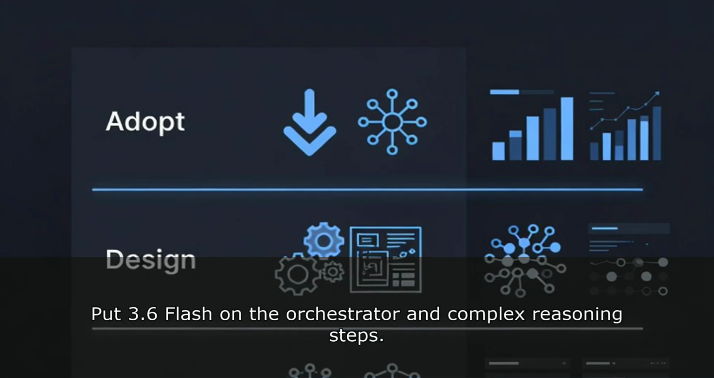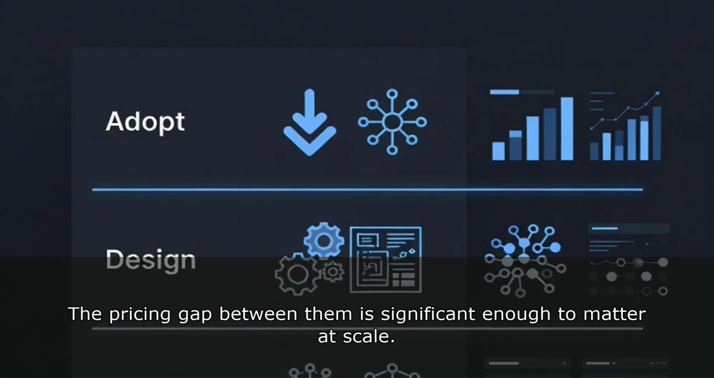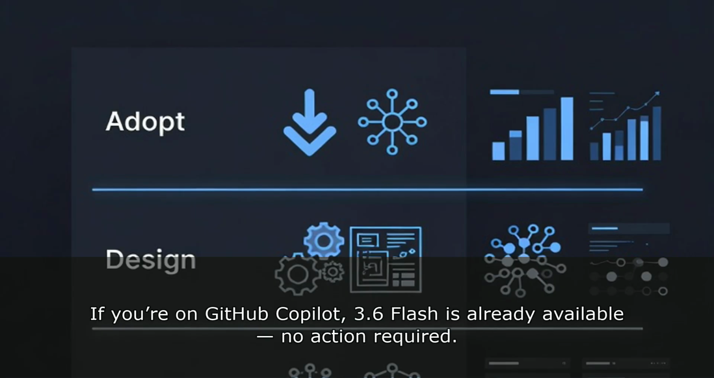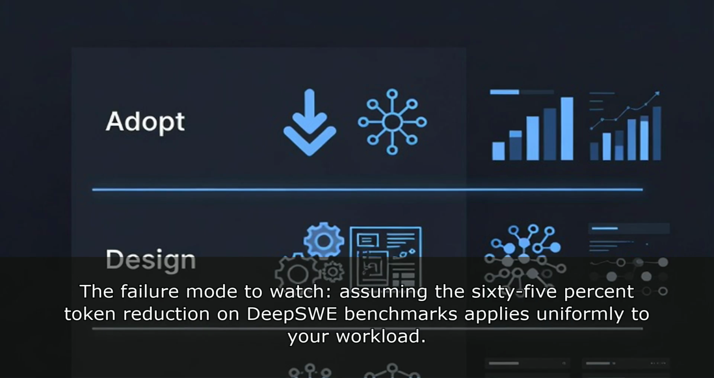If you're building a new agentic system designed for two tiers from the start, put 3.6 Flash on the orchestrator and complex reasoning steps. Route high frequency, lower complexity sub-agent calls to Flashlight. The pricing gap between them is significant enough to matter at scale. If you're on GitHub Copilot, 3.6 Flash is already available. No action required. And if you're building agents with UI interaction requirements, evaluate the built-in computer use tool before you invest more in a custom automation layer.